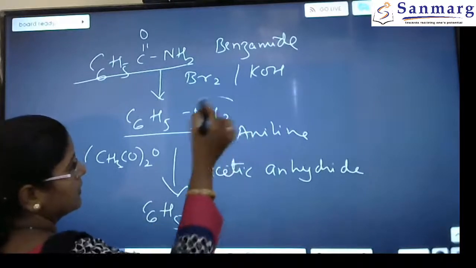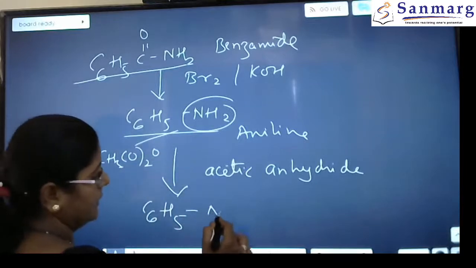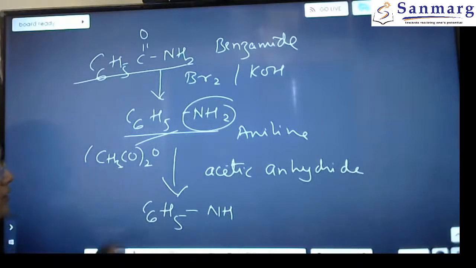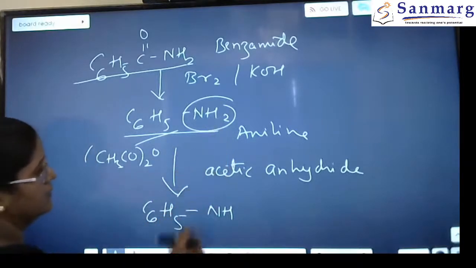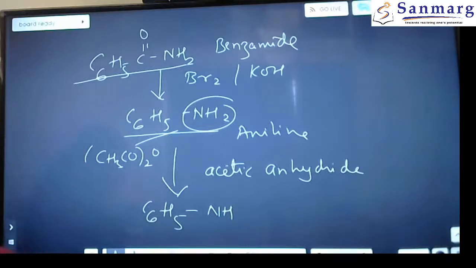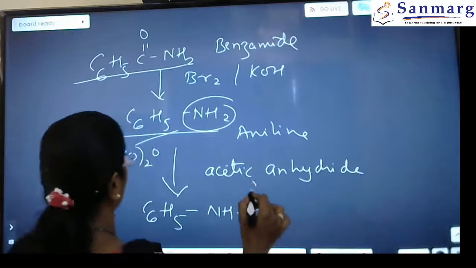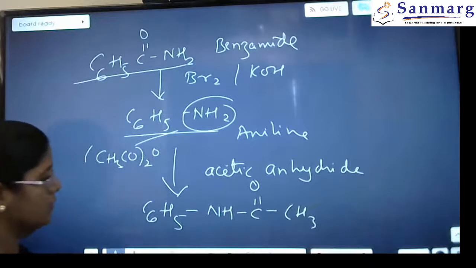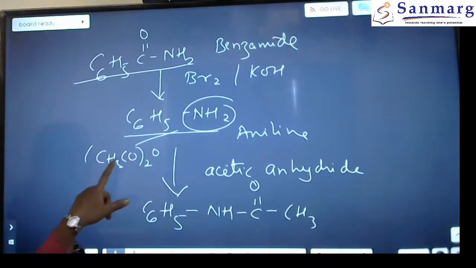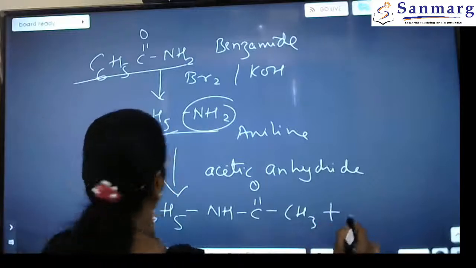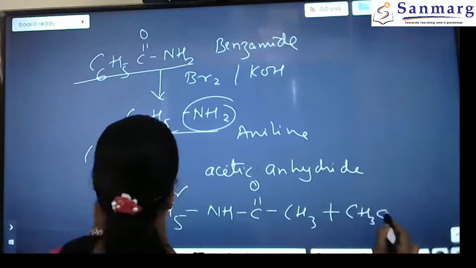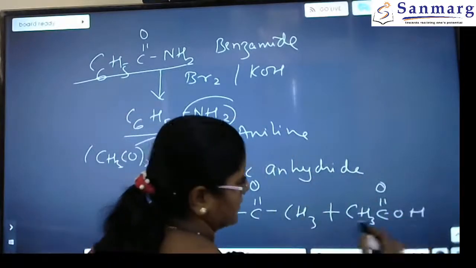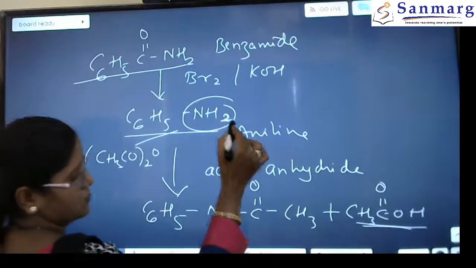C6H5, this will react here, NH. This is a condensation reaction. So that is NH C double bond O CH3. What is left over? C double bond O CH3. Nothing is left? CH3 C double bond O and another hydrogen, acetic acid. This hydrogen that is left over here comes here.